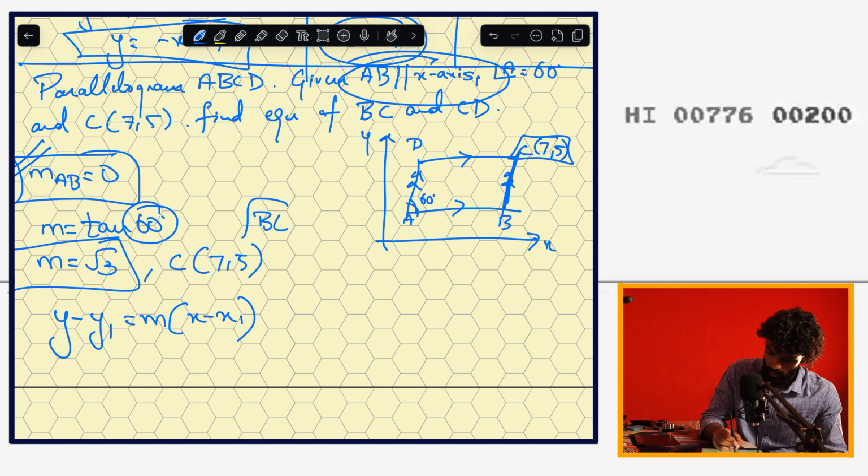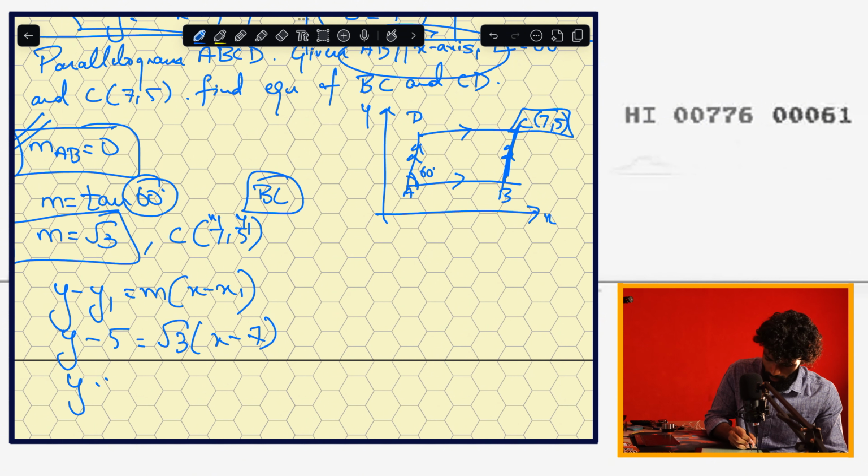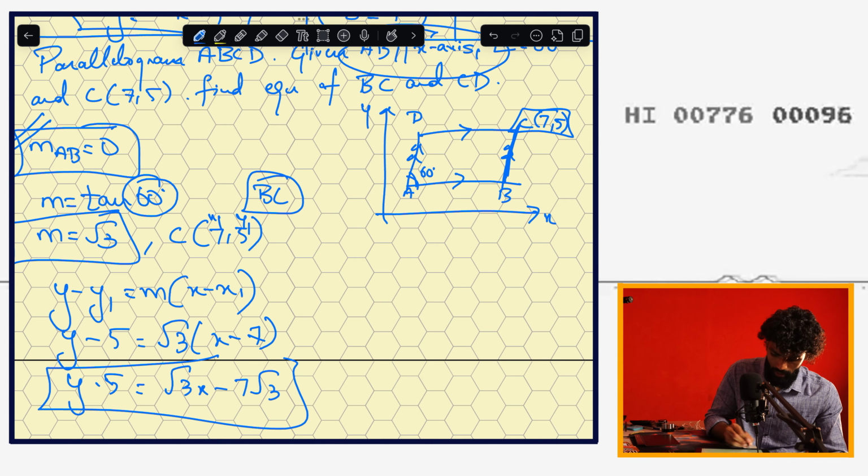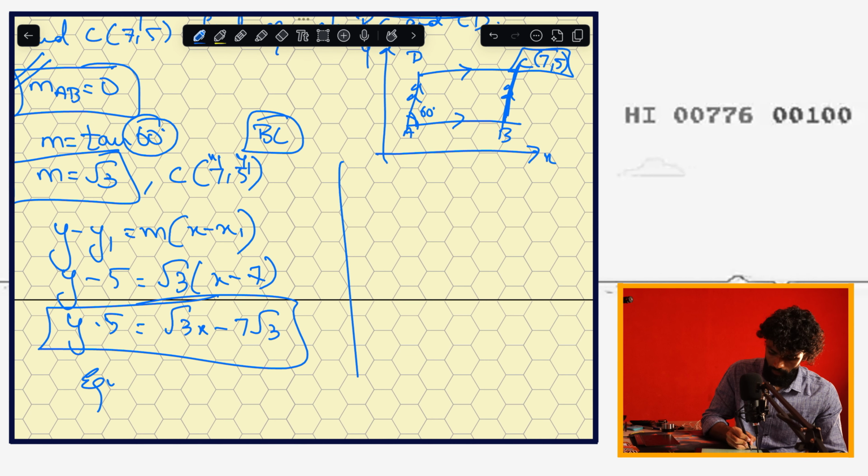I'll write BC. So y minus y1's value, which is 5, and this will be x1. m's value is root 3, x minus 7. I'll continue with this. So y minus 5 equals root 3 x minus 7 root 3. You simplify this and keep it on one side. This will be the answer for equation BC.